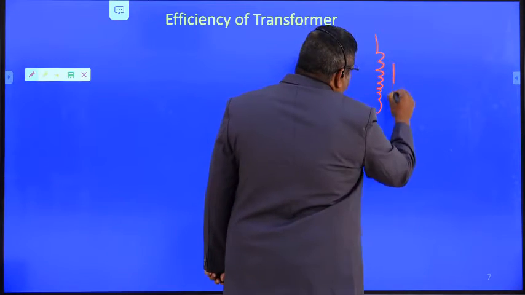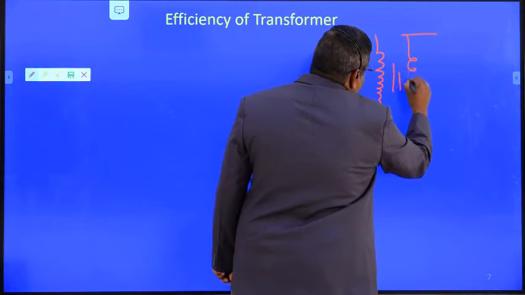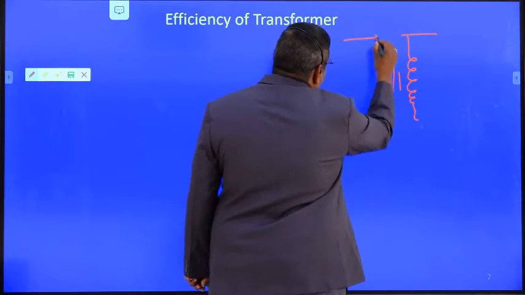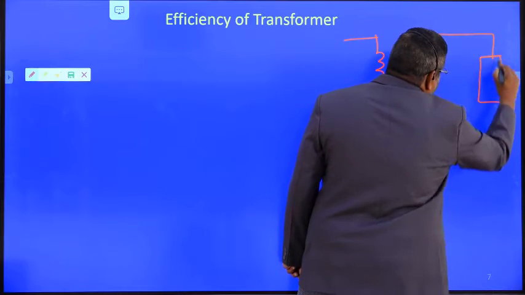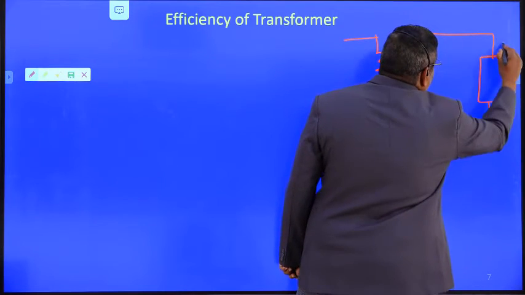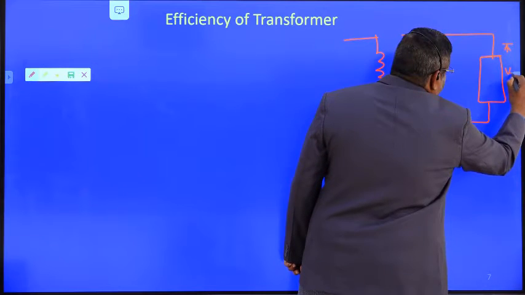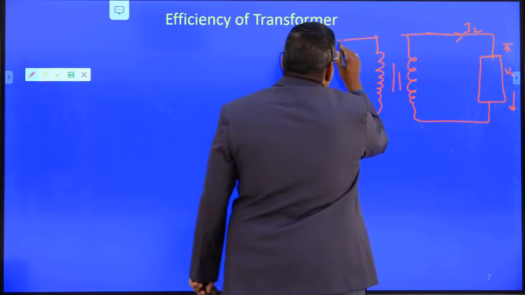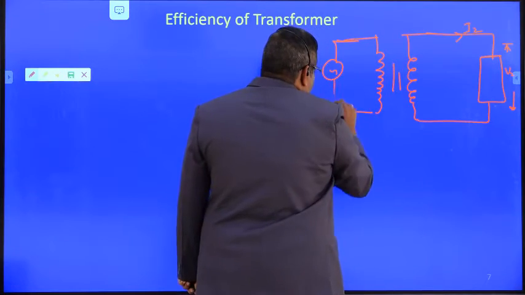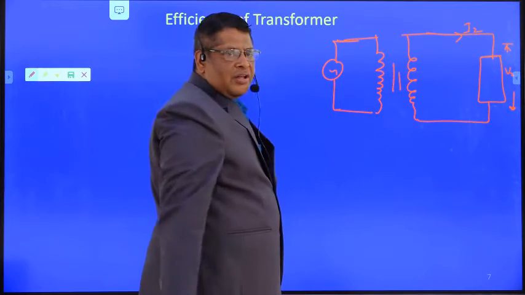Suppose we take the two winding transformer. This is the symbolic representation of the primary winding and the secondary winding. Across the secondary, the load is connected here. The voltage across the load we take as V2, and the current here we take as I2. Here we are giving the supply.